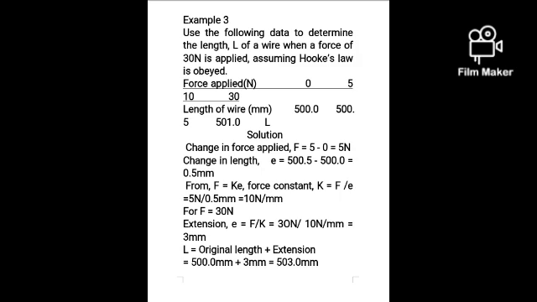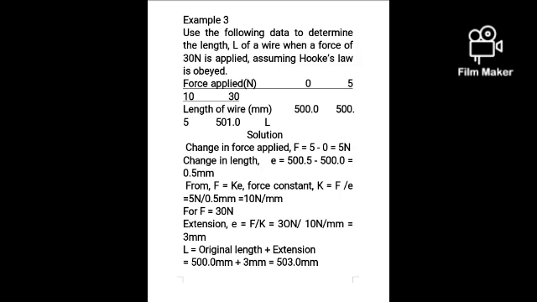Okay, now F is equal to KE, where K is the force constant. So making K the subject of the formula, we have F over E, that is equal to 5 over 0.5, you get 10 Newton per mm. Okay, now for F equal to 30, extension E is equal to F over K, which is 30 Newton divided by 10 Newton per mm. So we have 3 mm.